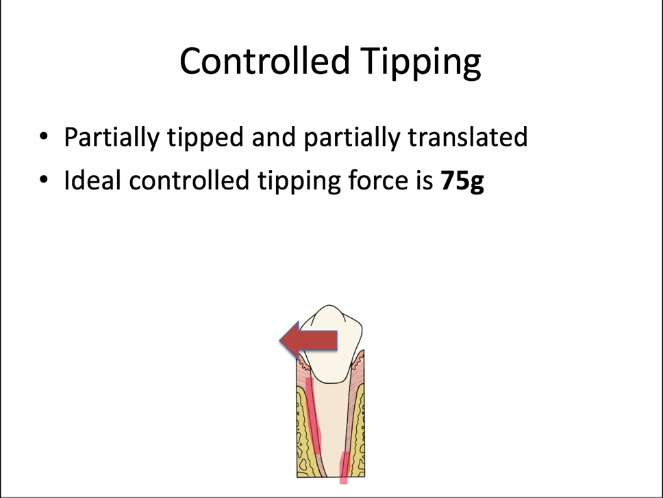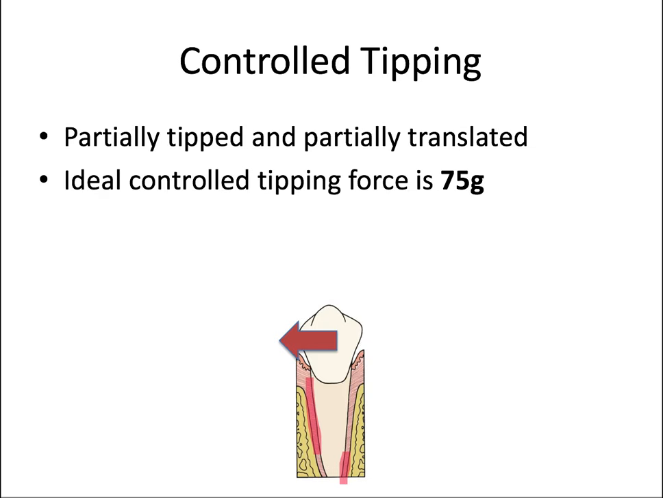Now for controlled tipping, the tooth is being partially tipped but also partially translated. What that means is the crown is again being tipped in this direction, but the root apex doesn't tip back the same amount as it would in uncontrolled tipping. This root apex stays a little bit more stationary. As a result, more of this side of the root is being pushed up against the PDL. The ideal controlled tipping force is about 75 grams. And we can use our nice handy shortcut because about 75% of the PDL is loaded on this one side of the tooth.